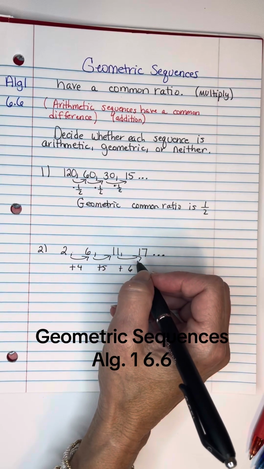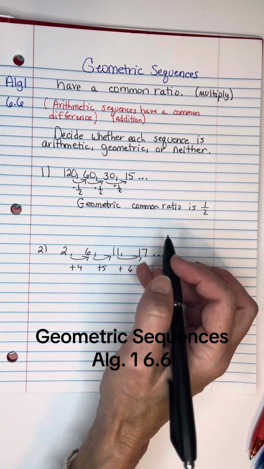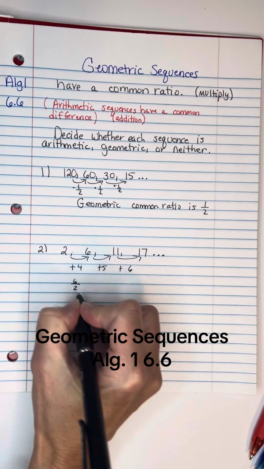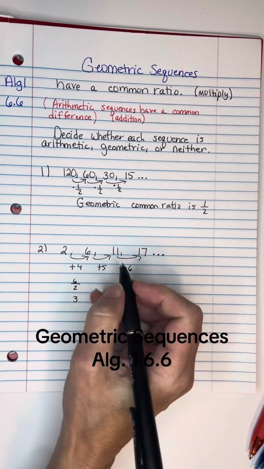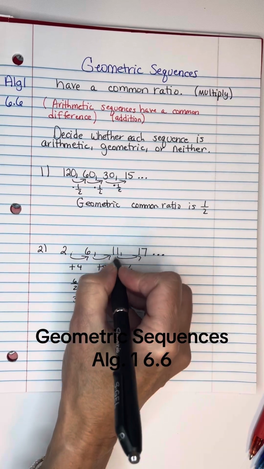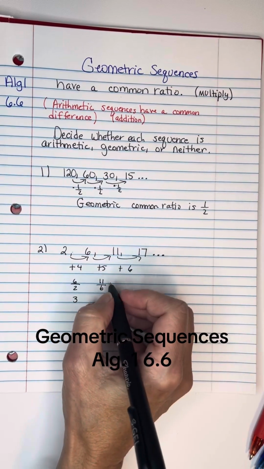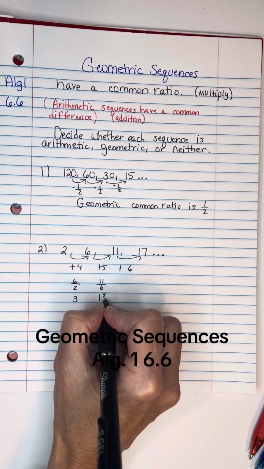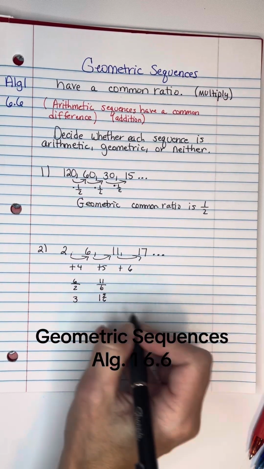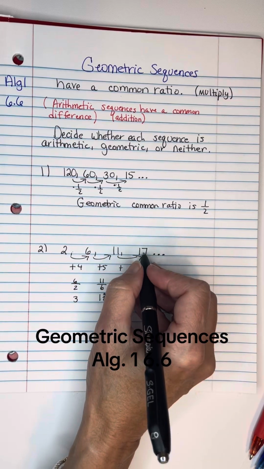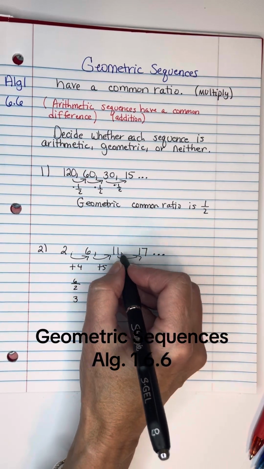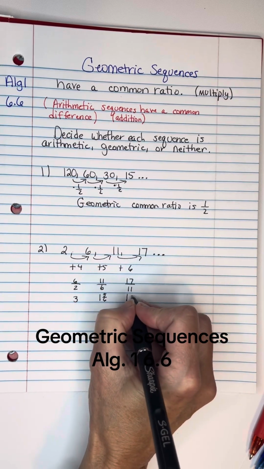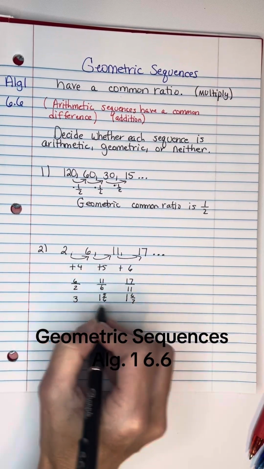Let's try and see if it could be geometric. Take the second one and divide it by the first one. 6 divided by 2 is 3, okay? Then take 11 and divide it by the one in front of it, 6. Well, 11 divided by 6 is about 1, with a remainder of 5, so 1 and 5/6. Those are not the same. And if I take 17 and divide it by 11, it goes one time, and then there's 6 left over, so those are all different.